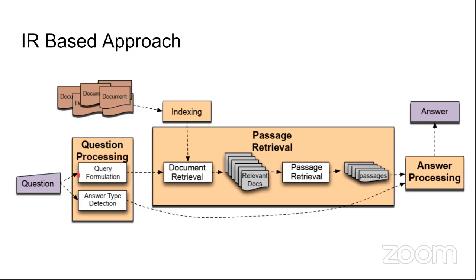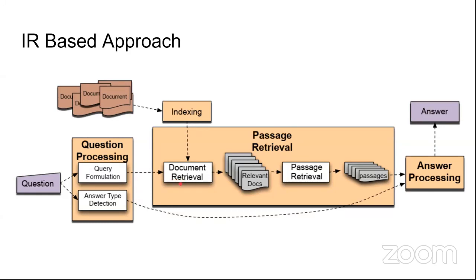Once your query has been formulated from your question, so for example, what you asked was, who is the current Prime Minister of India? What it's going to do is remove who, remove is, and let current, Prime Minister and India remain as the query. That should be your query. And then answer type detection: the answer type should be a person. So what you want from this question is current Prime Minister, India, and you want a person's name.